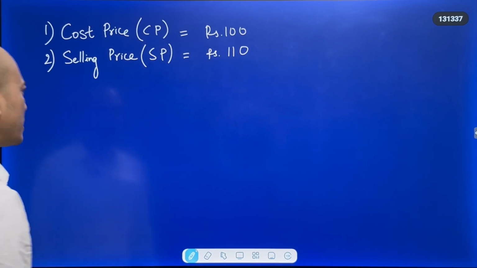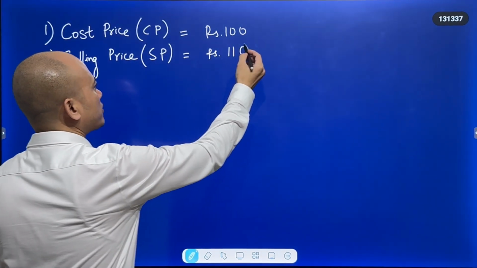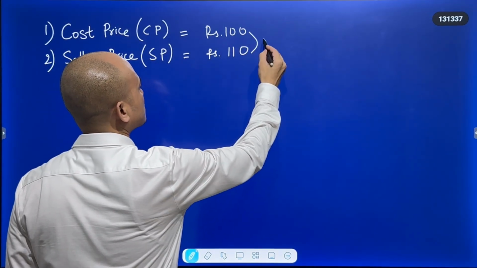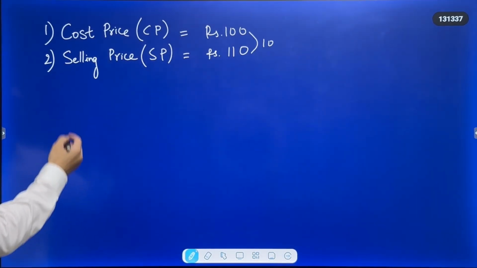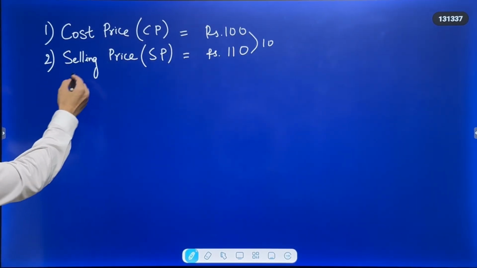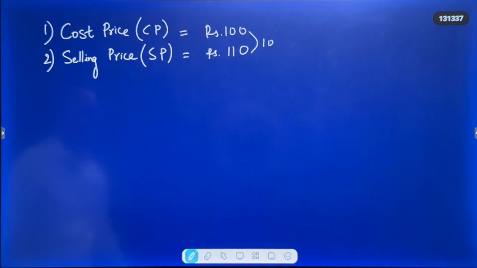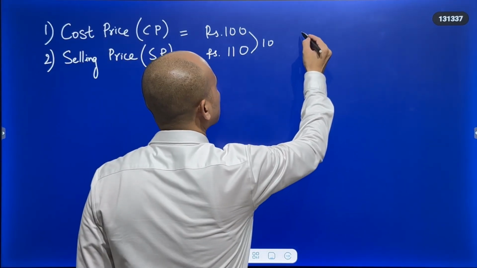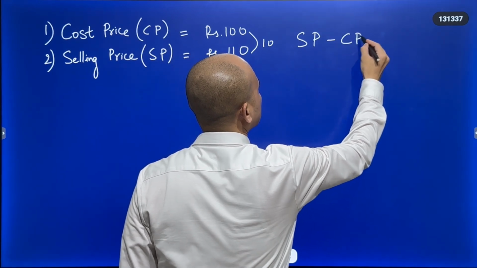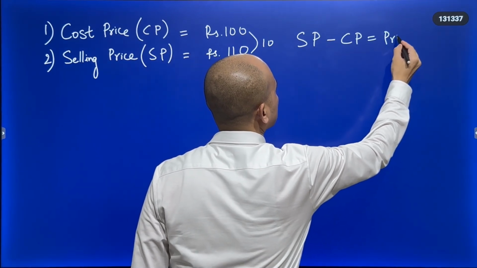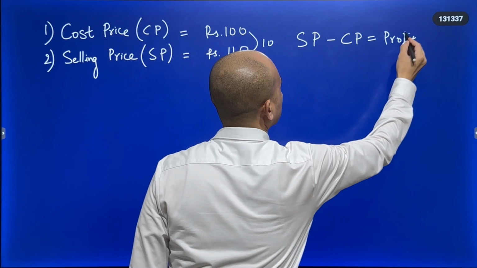So what will be my profit here? My profit here will be the difference, that is 10 rupees. 10 rupees will be the profit. I bought at 100 rupees, I sold at 110. So what is profit? Profit is SP minus CP.